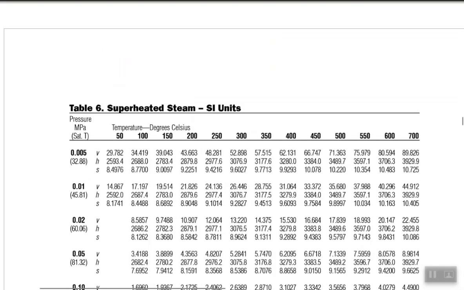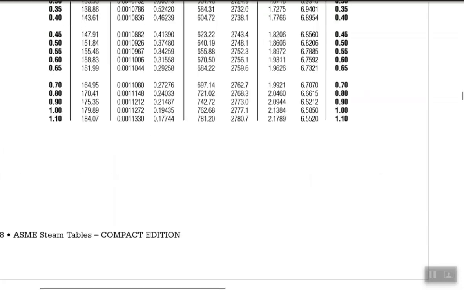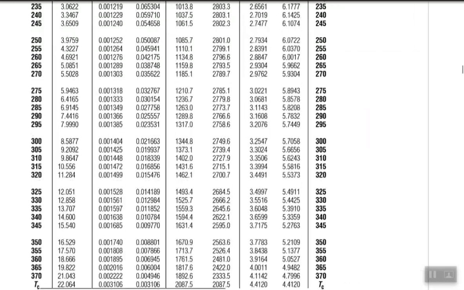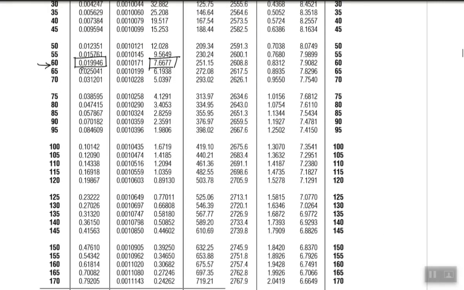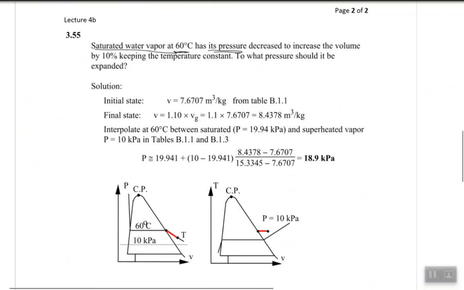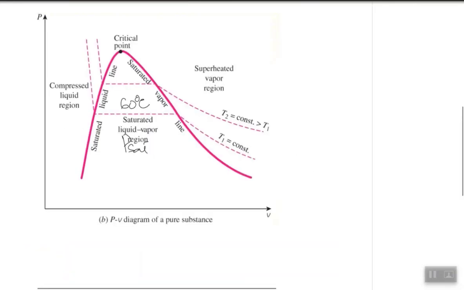Let's find out from the steam table what that pressure would be. At 60 degrees centigrade, we have a pressure of 0.019946, which is equal to 19.946. So let's go back to this one, and that would be the pressure at 60 degrees centigrade. We have a pressure of 19.94 kilopascal. The pressure was written in kilopascal.